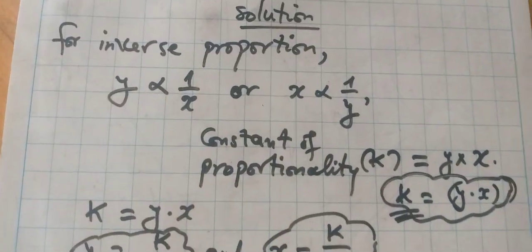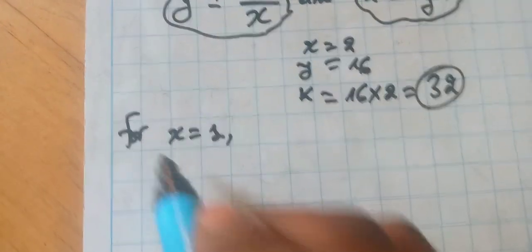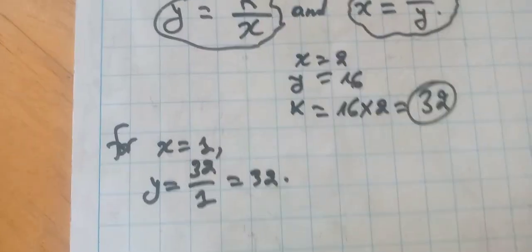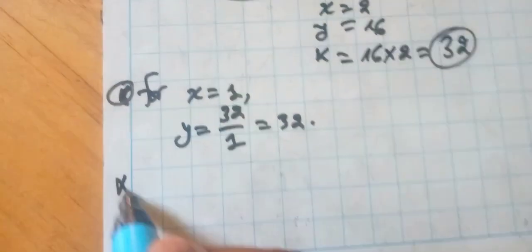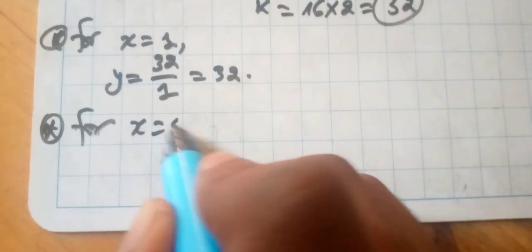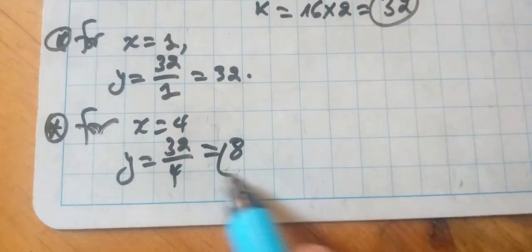Then, if we wanted to find the missing numbers, to find this y, you see x is 1. When x is equal to 1, y will be 32 divided by 1, which is equal to 32. For x which is equal to 4, y will be 32 divided by 4, which is equal to 8.